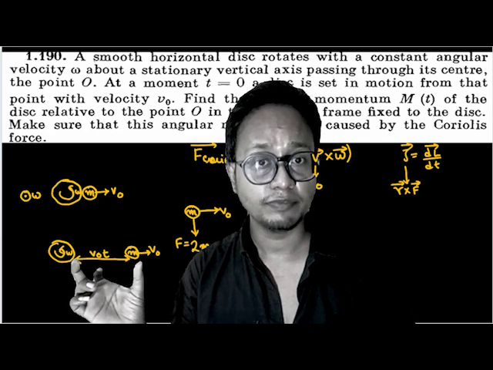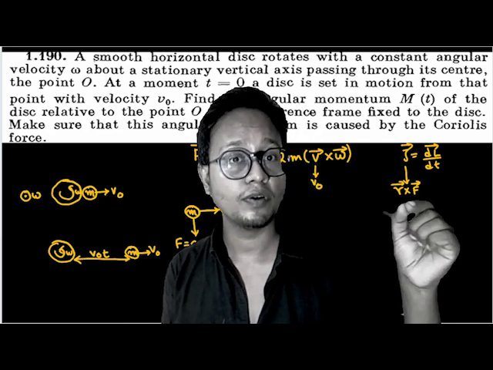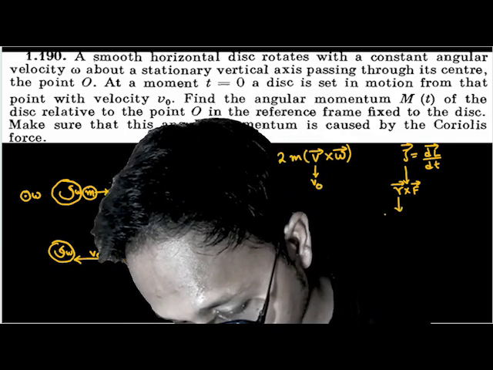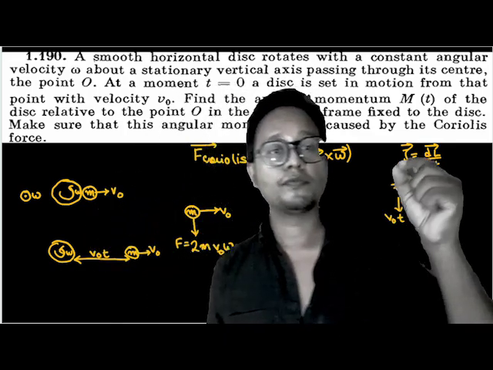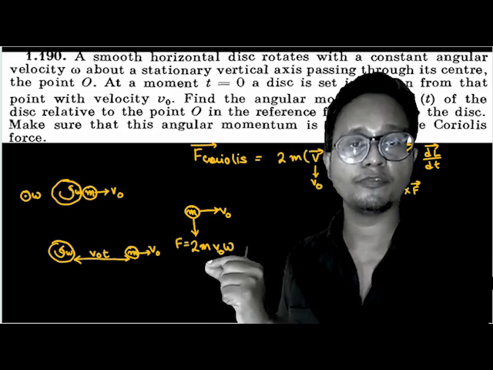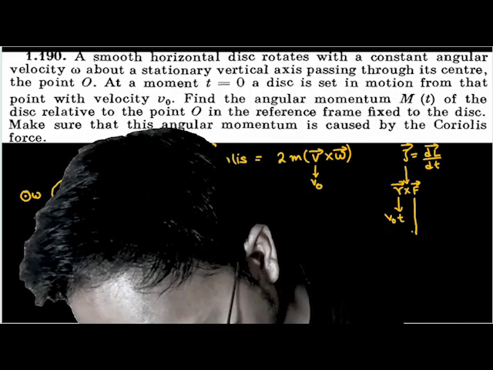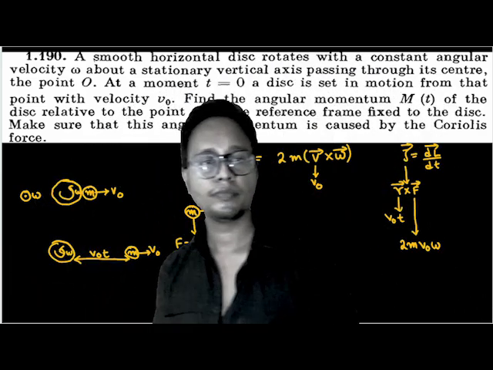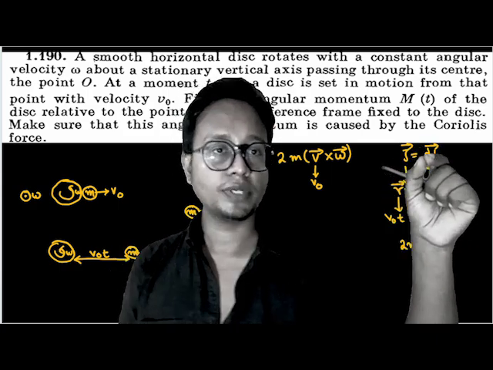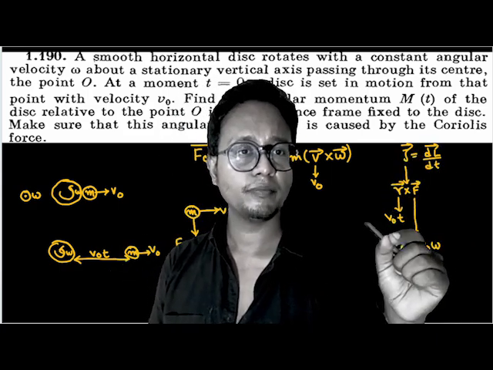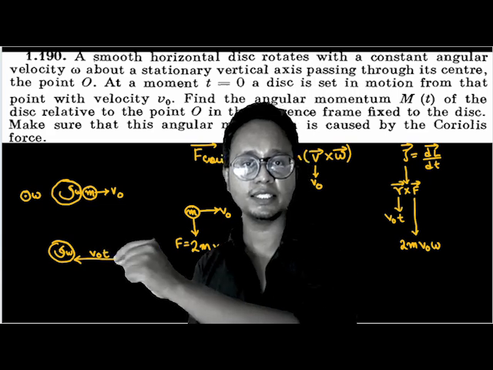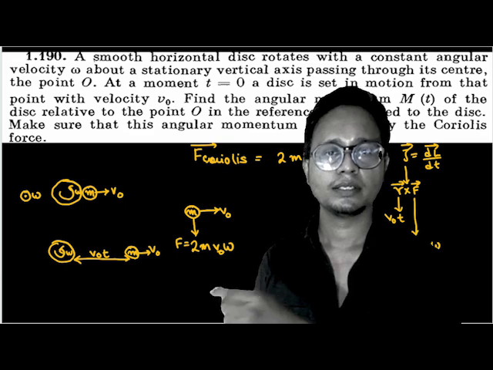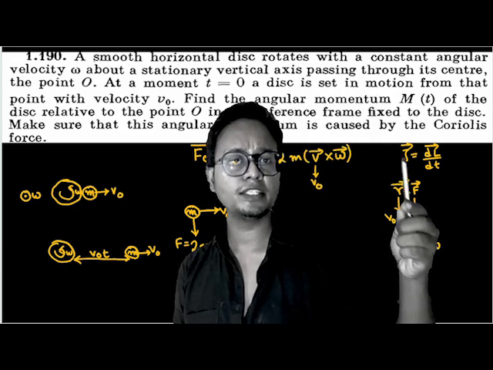I found this distance v naught into t because I need the value of r. This value of r is nothing but this much distance, the position vector of the particle. So r is v naught into t, and the force acting on the particle was nothing but 2m v naught into omega. Now, one thing you have to see here is the torque. The torque here is variable. Variable means what? As the distance is increasing, the force will remain the same, isn't it? So r is increasing. Therefore, if r increases, the torque also increases.